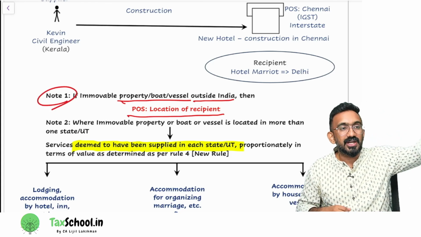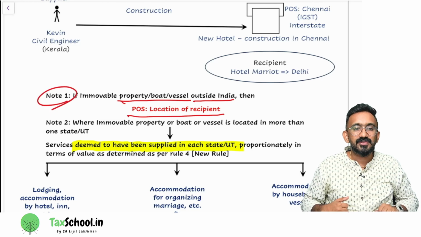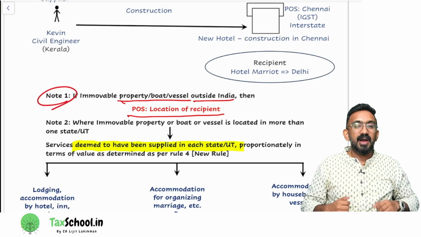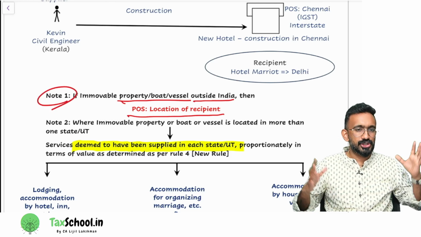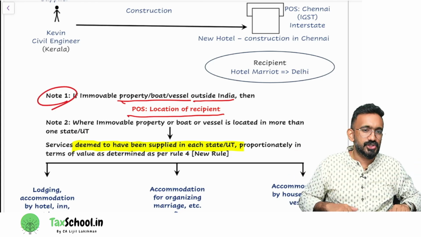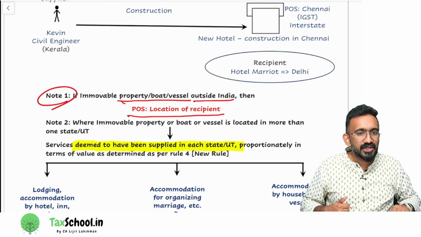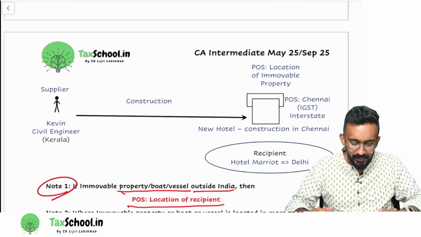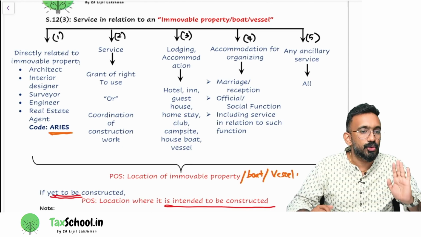Say somebody from Chennai is coming to Kerala and staying in a houseboat. What will be the place of supply? The location of the houseboat. I'm going on a cruise ship from Kochi to Mumbai, a Cordelia cruise, a luxury ship. What will be the place of supply? The location of the vessel, where the vessel is located. That is your first provision: for immovable property related services, place of supply would be the location of the immovable property itself.